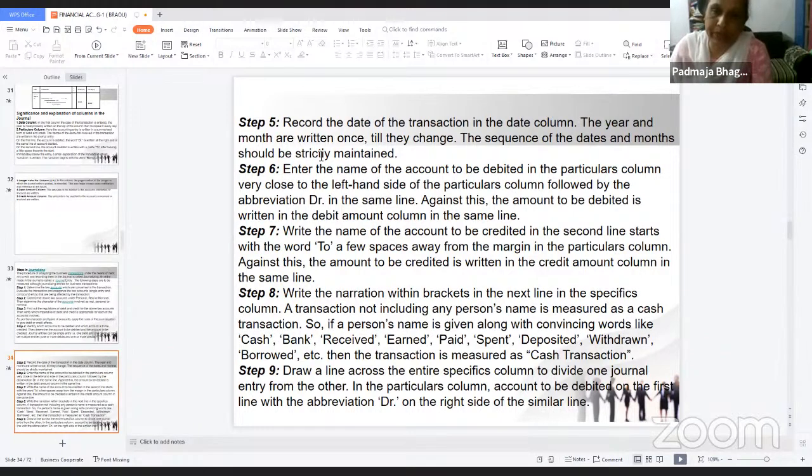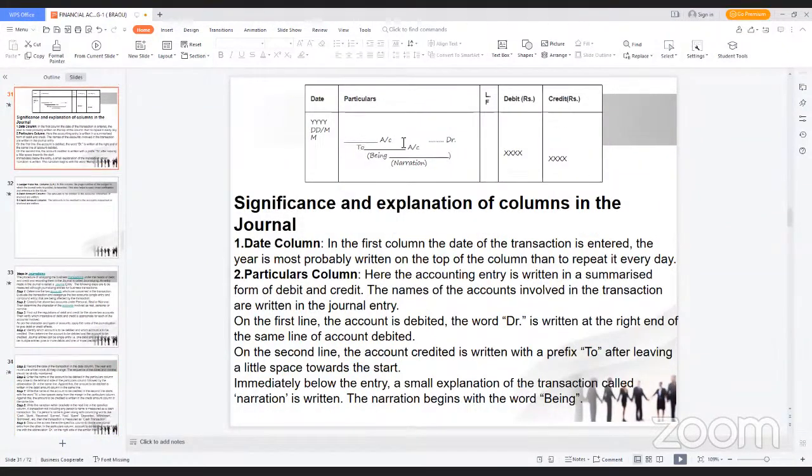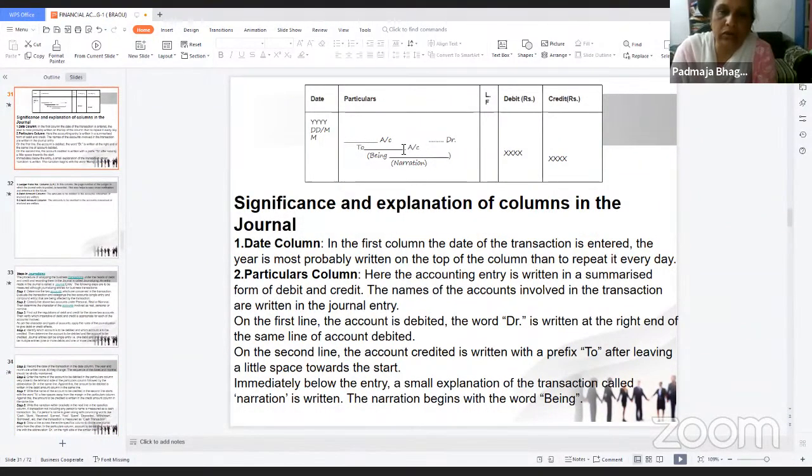The sixth step is to enter the name of the account being debited in the particular column on the left side, with the abbreviation Dr. For example, machinery account Dr. to cash account. You have to mention it in the same line. Here, machinery account Dr. to cash account, on the debit side, and you have to give the narration.